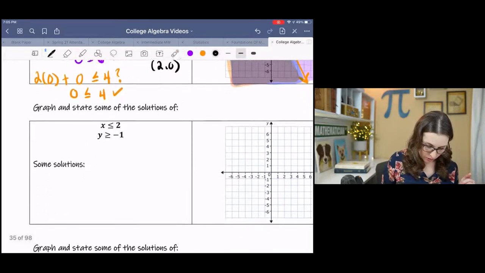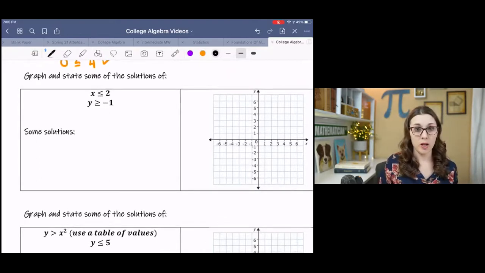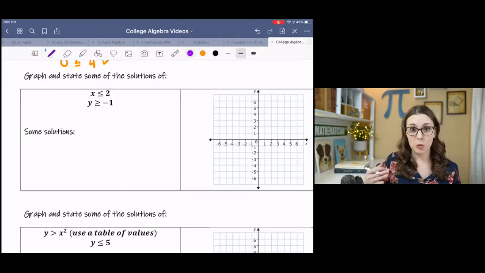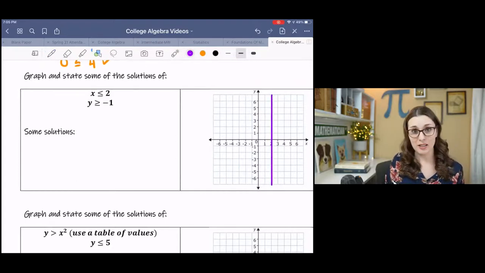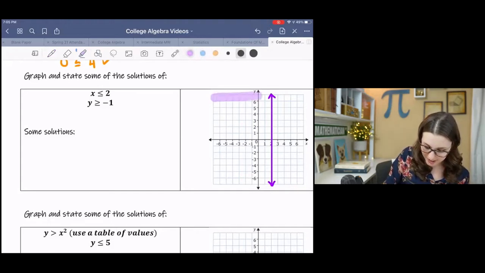So the next one, we've got x is less than or equal to 2 and y is greater than or equal to -1. These are going to be horizontal and vertical lines because they only have the one variable. So on x is less than or equal to 2, we're going to graph that like x equals 2, which is a vertical line through 2 on the x-axis. And I used a solid line because it's less than or equal to. So over here, and then don't forget to shade.